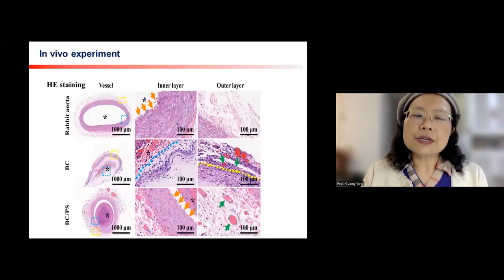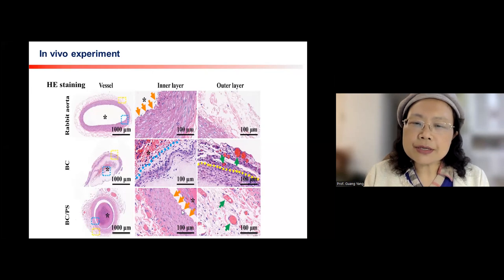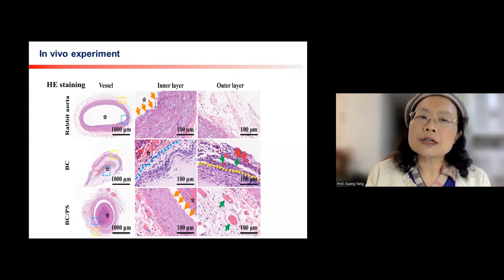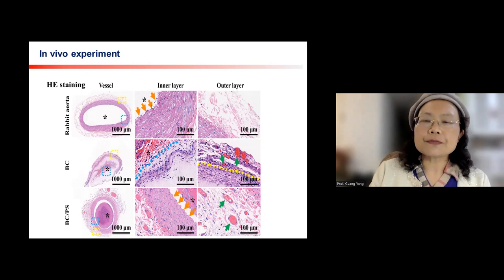And another is we can find that the BC will shrink. And with the BC and the PS, after 14 days, we can observe the inner cells permeated very well. It's similar to the rabbit vessels themselves.